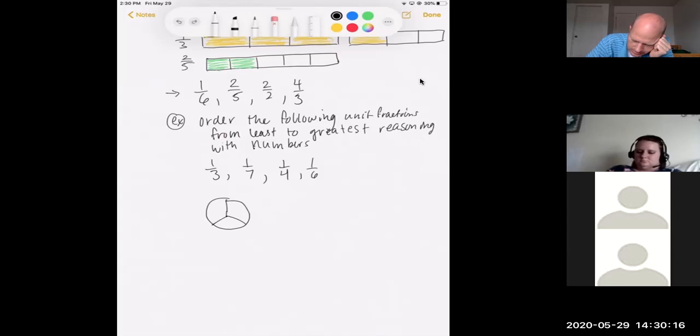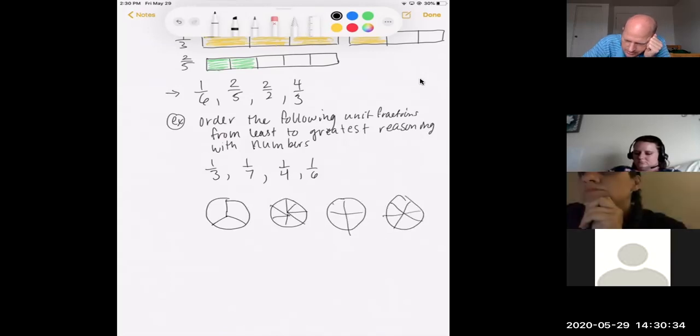One that is divided into 3 pieces. One is divided into 7. That's really tricky. One divided into 4ths. One divided into 6. So you can look at pie for sure. We're going to have blue pies.